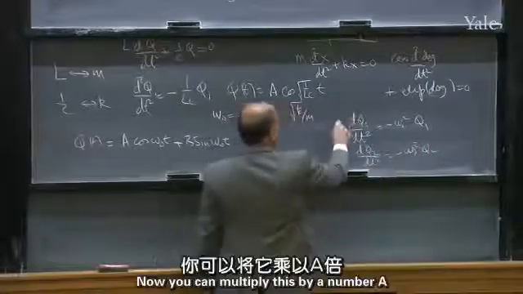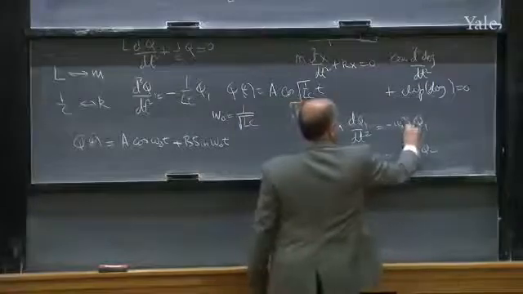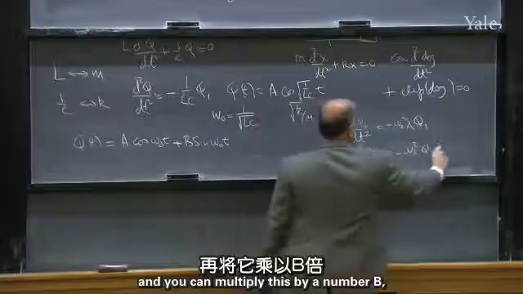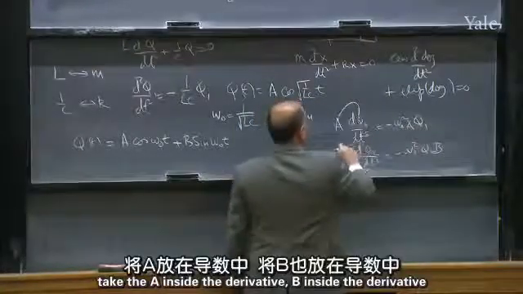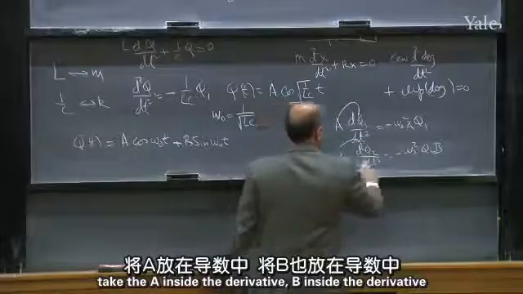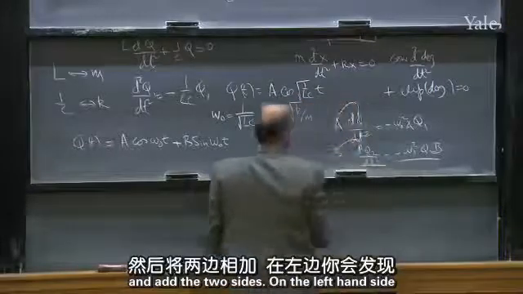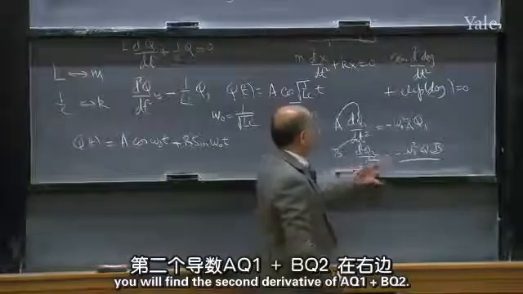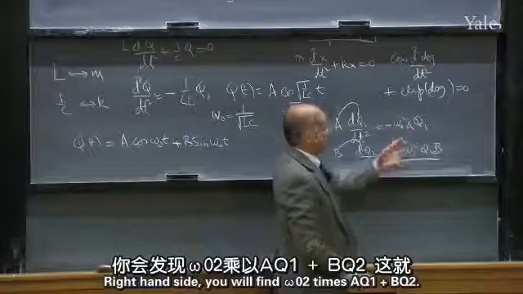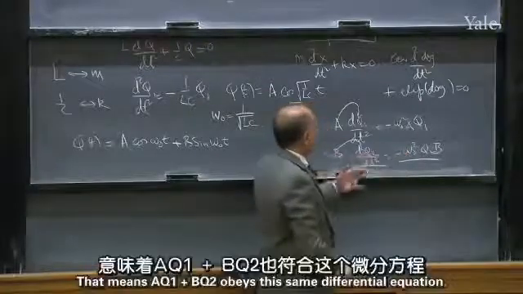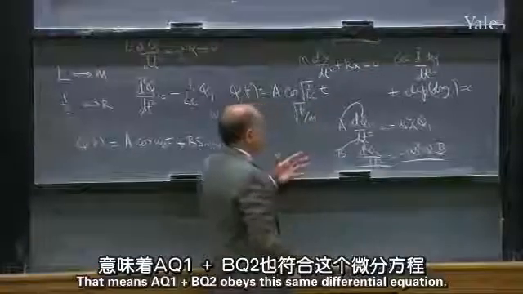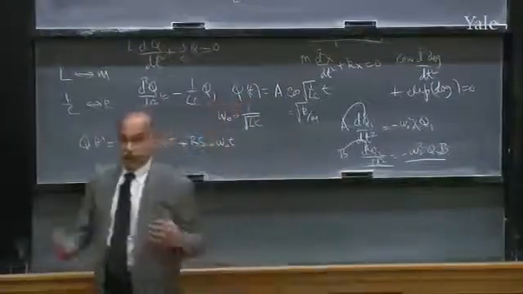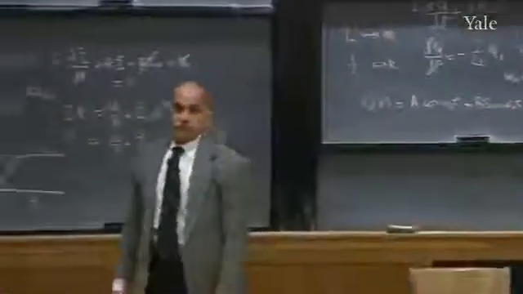Now you can multiply this by a number a, and you can multiply this by a number b. Take the a inside the derivative, b inside the derivative, and add the two sides. On the left-hand side, you will find the second derivative of aq1 plus bq2. On the right-hand side, you will find omega naught squared times aq1 plus bq2. That means aq1 plus bq2 obeys this same differential equation. This is called superposing two solutions.